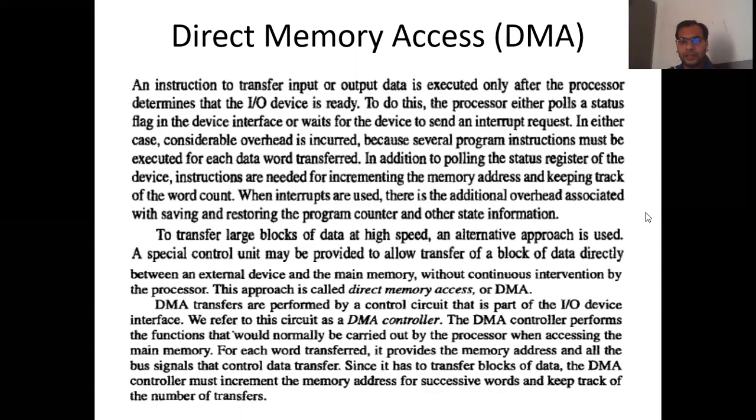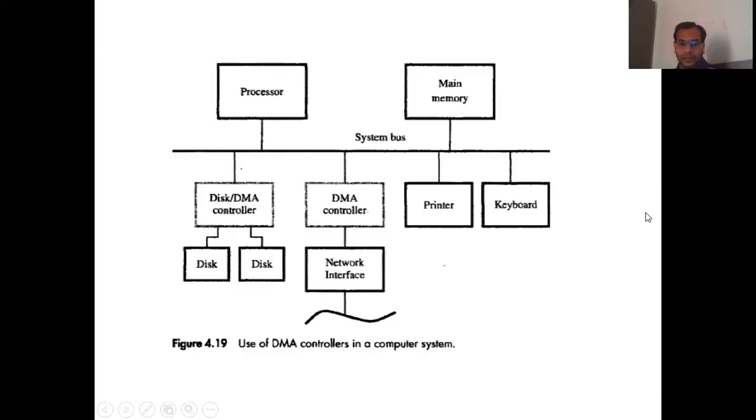We can see that through this diagram. This is not a new diagram; previously also we have discussed it. You can see here a processor, then main memory, and these are all I/O devices. This is a disk I/O device, these are I/O devices, and this is secondary memory.